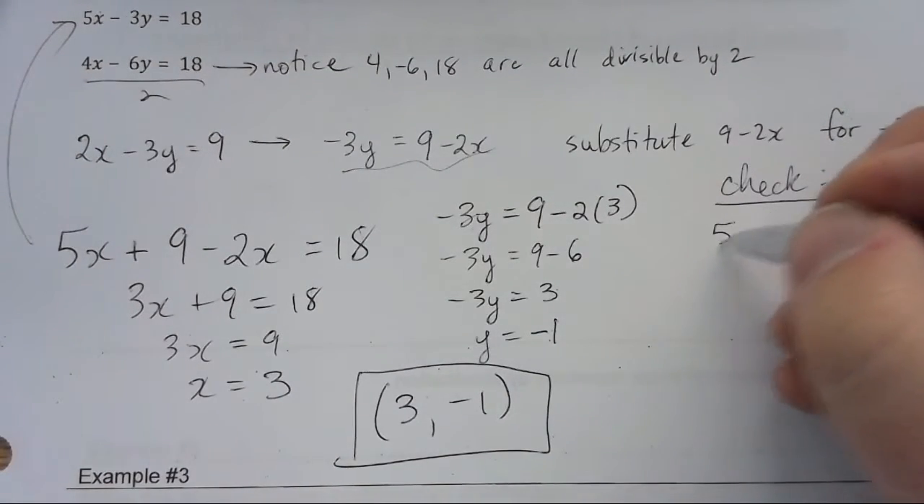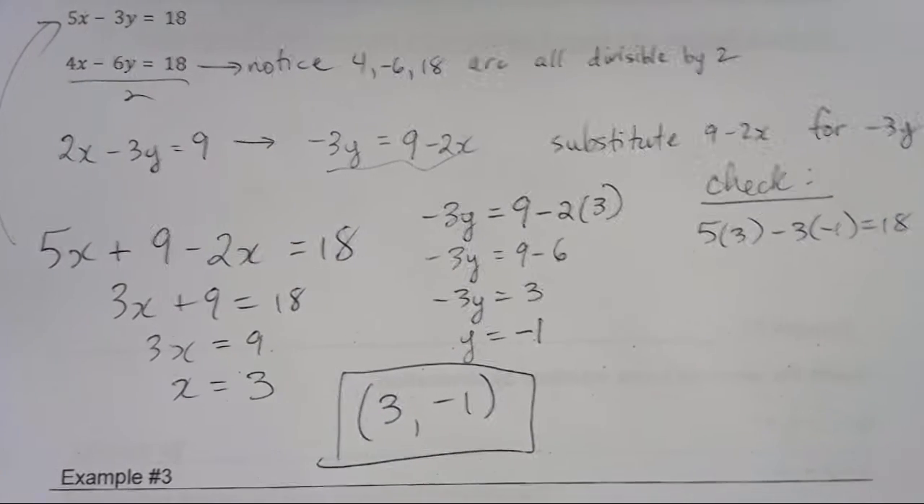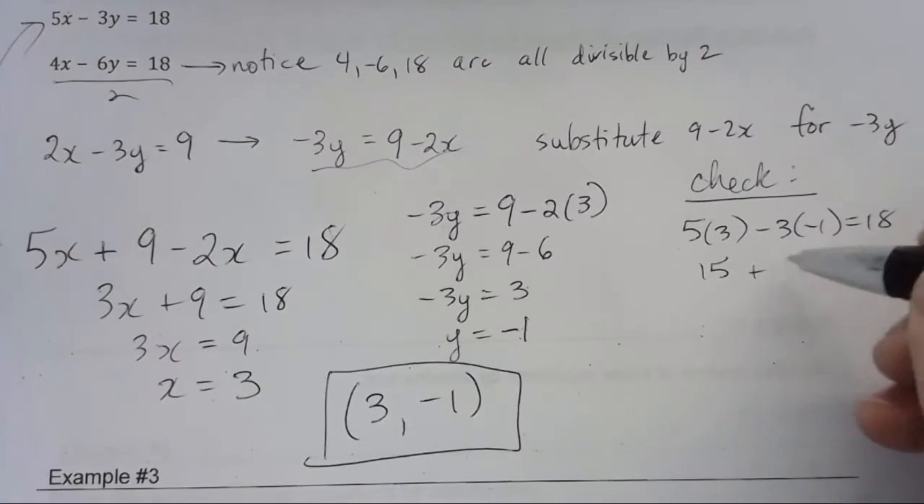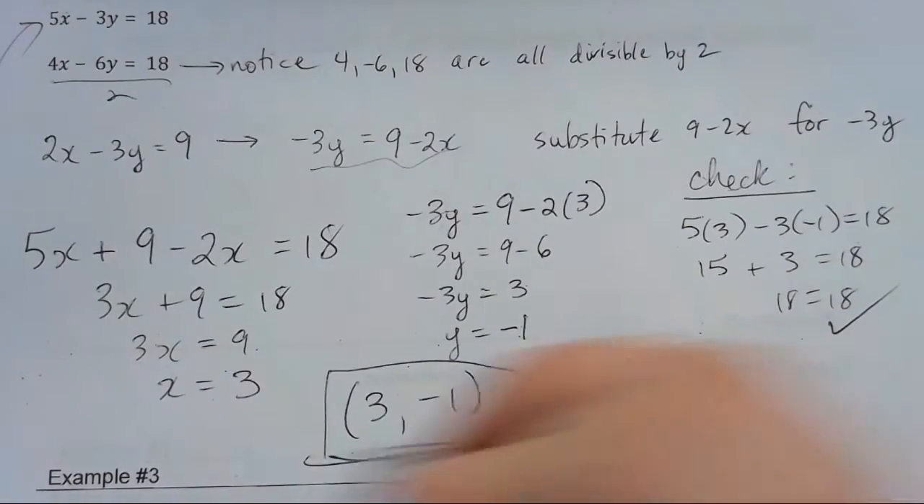5 times the number I think x is, minus 3 times the number I think y is, has to be 18. Is that a true statement? If this isn't a true statement, I've got a wrong answer. I've done something incorrect. So 15 plus 3 is 18, and yep, that works just nicely. Check. Answer is correct.